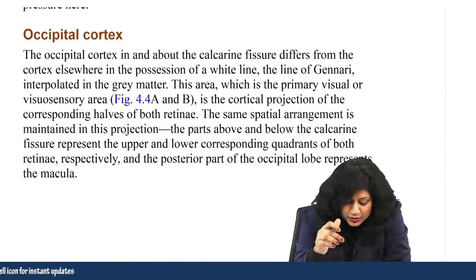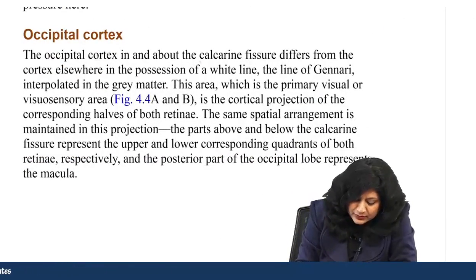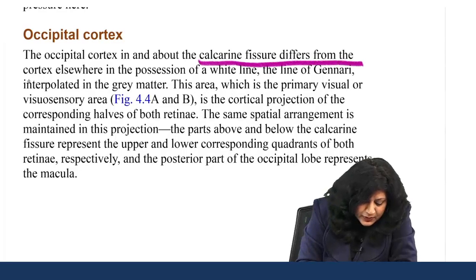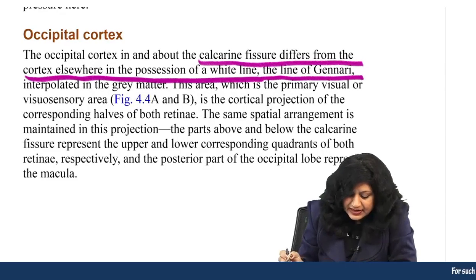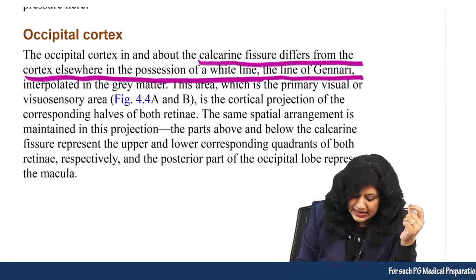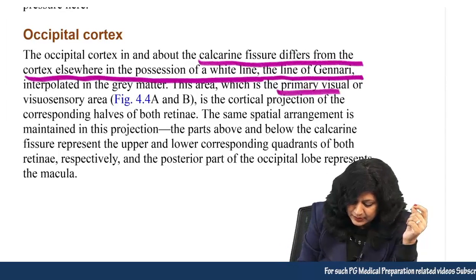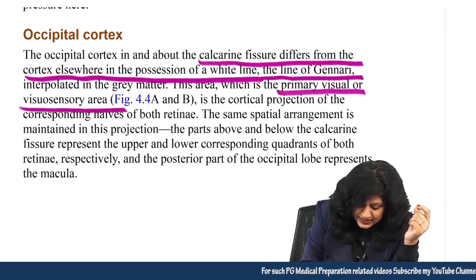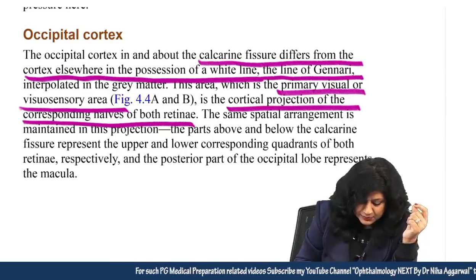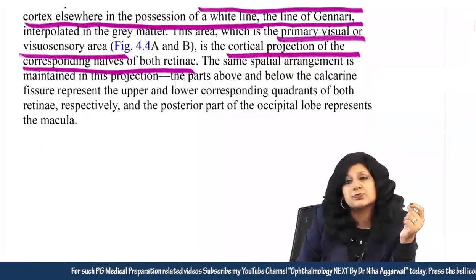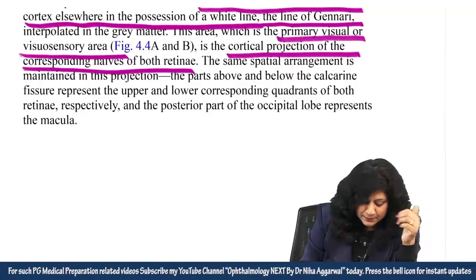Now the occipital cortex, you know, in and about the calcarine fissure differs from the cortex elsewhere in the position of a white line. This is called the line of Gennari, and this area, which is the primary visual area or the visual sensory area, is the cortical projection of the corresponding halves. The same spatial arrangement is maintained in this projection: the parts above and below the calcarine fissure.